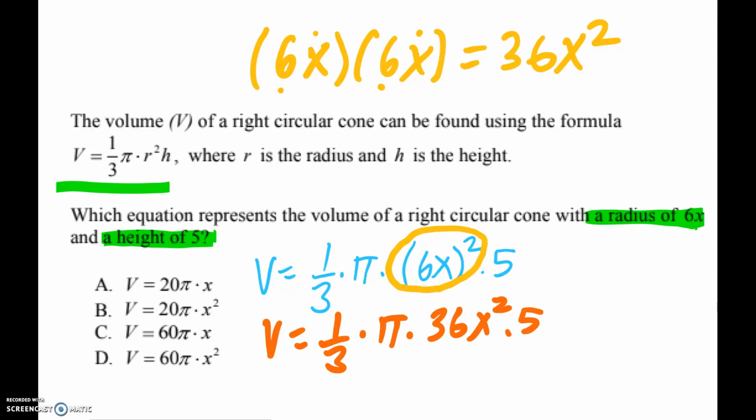Now I want you to observe the simplifications here. 36 is a multiple of 3. You can simplify that. 1 and 12. So 12 times 5 is 60. So the answer is 60 pi x squared. 60 pi x squared. And this is D.